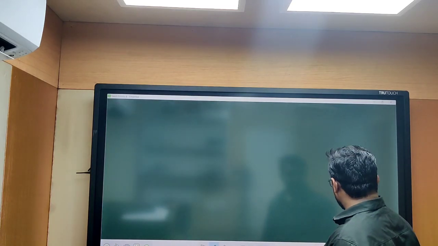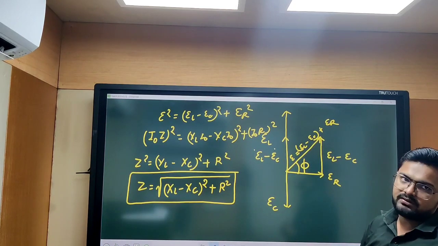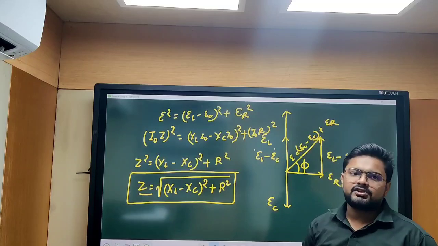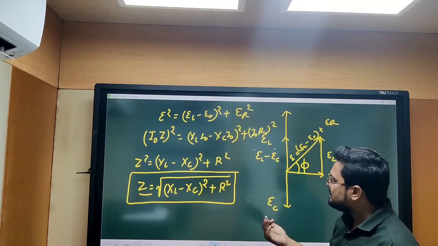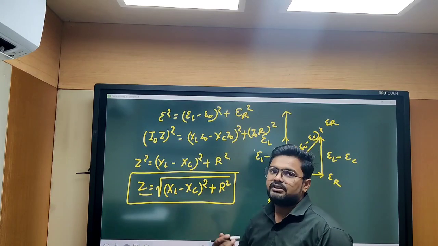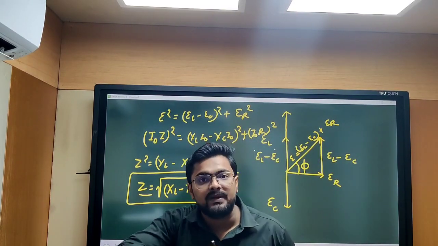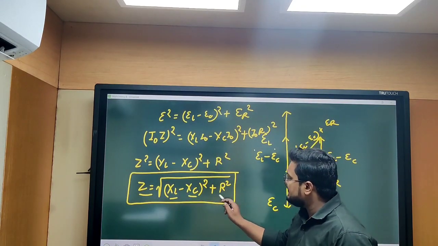But before that, let's find the condition by which Z should be minimum and the current should be maximum. For maximum current in any circuit, the resistance should be minimum, and here the name of the resistance is impedance, and as you can see, impedance depends on XL, XC and R.